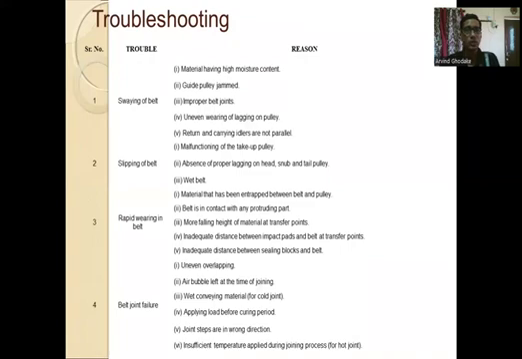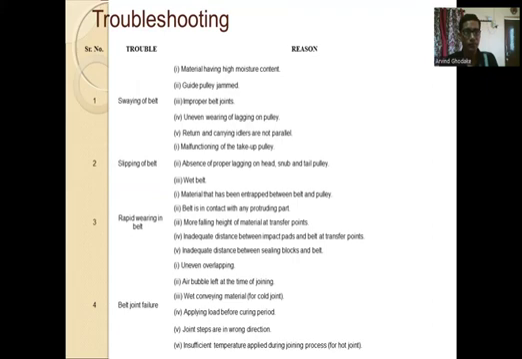Next one is troubleshooting. Troubleshooting means, if any kind of trouble is there, what will be the reason for that trouble, which we have listed here. So first one is the swaying of the belt. Material having high moisture content, guide pulley jammed, improper belt joints, uneven wearing of lagging on pulleys, return and carrying idlers not parallel, then malfunctioning of the take-up pulleys. Because of these reasons, swaying of the belt occurs.